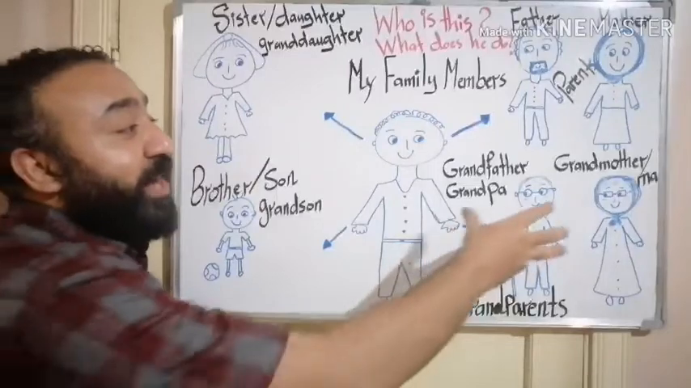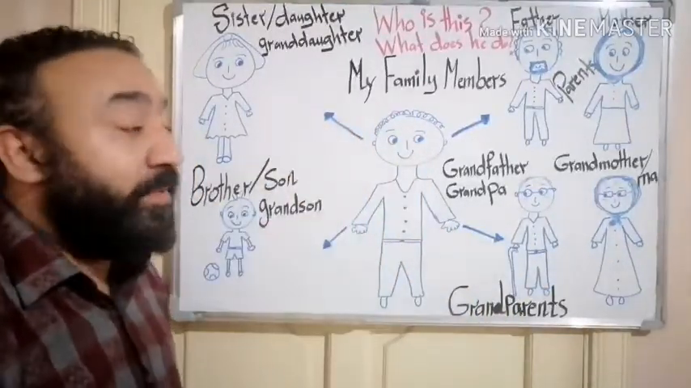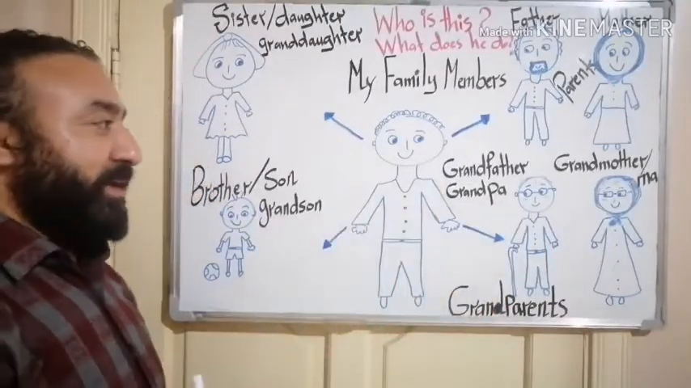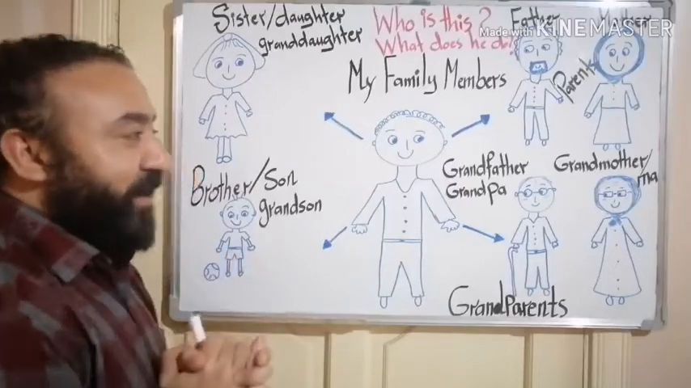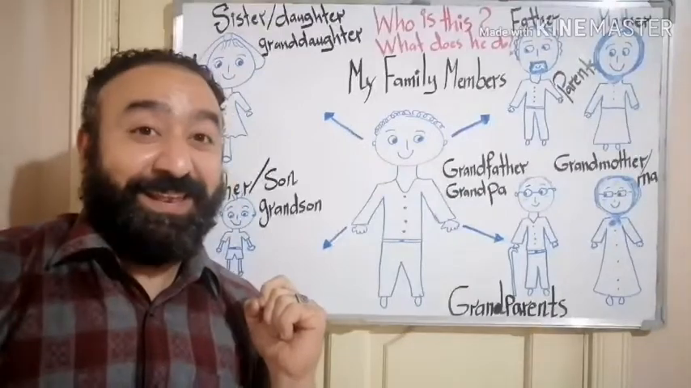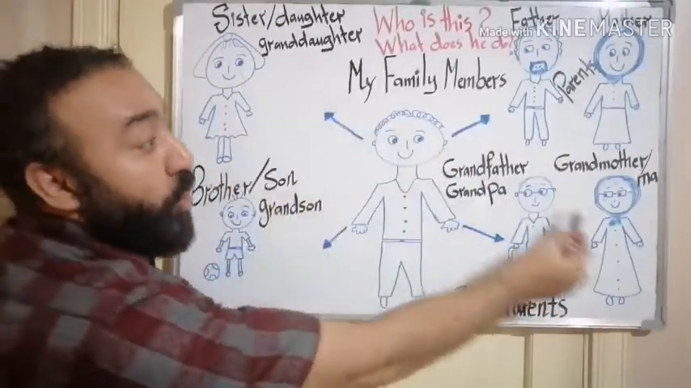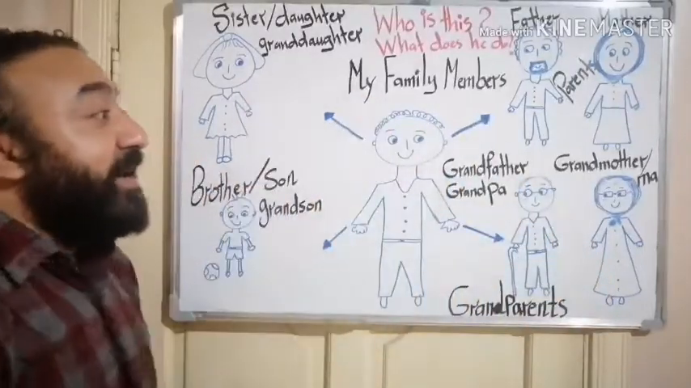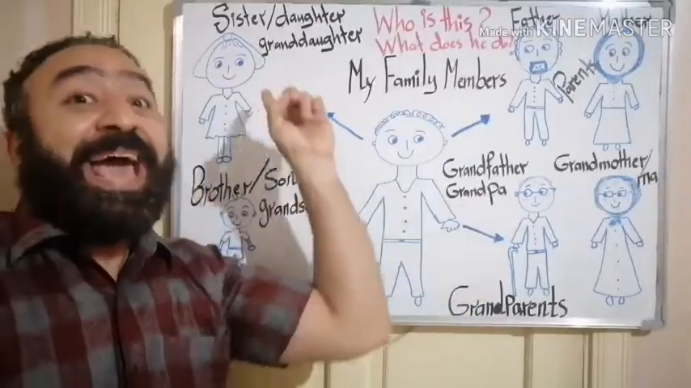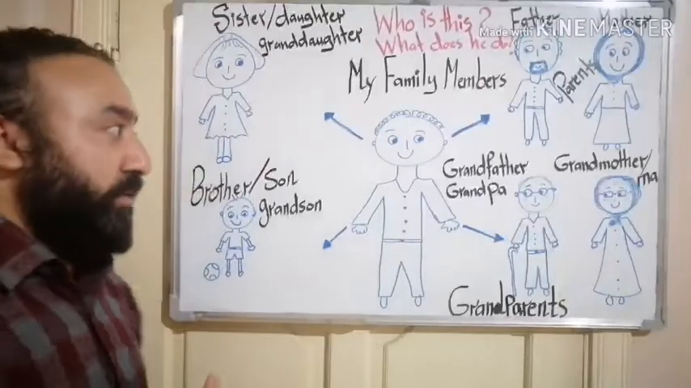Okay. Now I'd like to ask the grandparents about Sam and his family members. Hey, I'd like just to ask you a question. My lovely grandfather, who is this? Oh, this is my grandson. Who is that, Grandma? This is my granddaughter. So we have a grandson and a granddaughter. Okay.